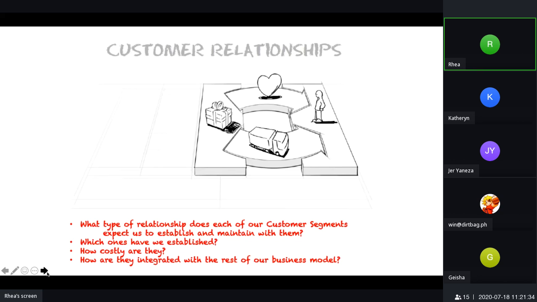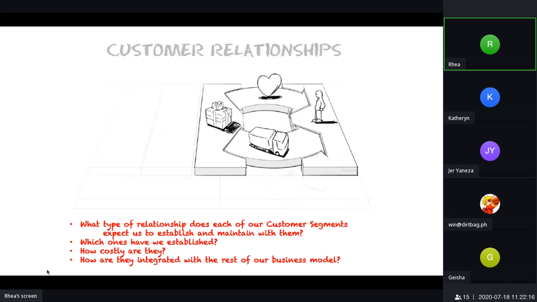Next thing we need to look at is our relationship. What type of relationship does each of our customer segments expect us to establish and maintain with them? Capturing your market is good, but maintaining your customers is better because everyone can be our first customers. But how can we keep those customers from buying from us over and over again? How can they patronize us even in the next years to come? That is where customer relationship comes in. Which ones have you established? How costly are they? And how are they integrated with the rest of our business models?